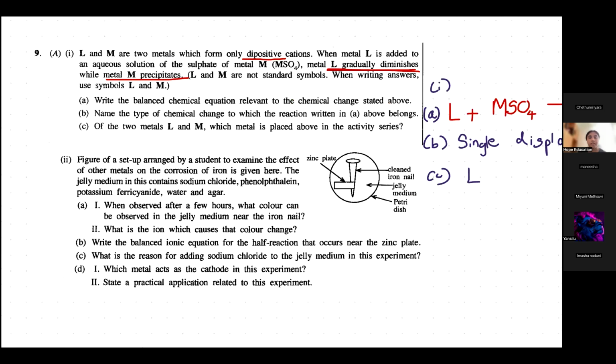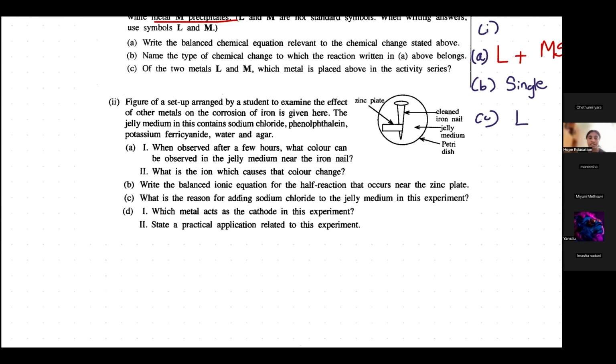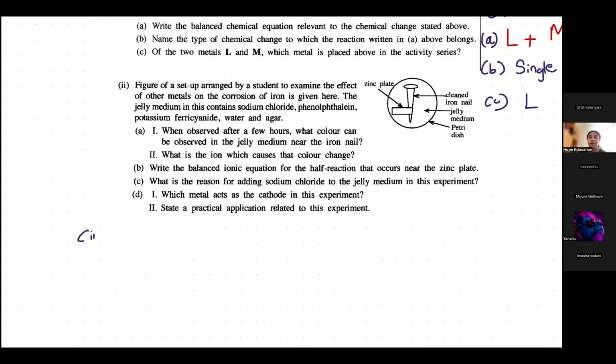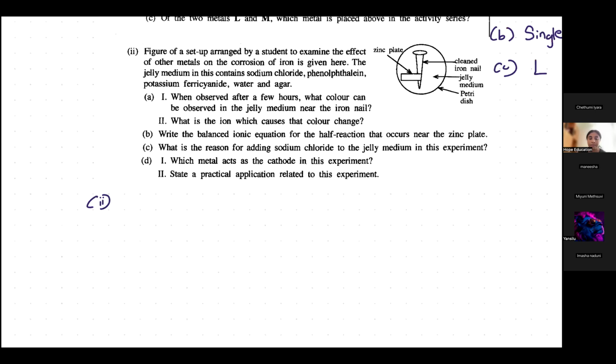Okay. Then Roman number 2. This is something we did in electrochemistry, in rusting of iron, right? Figure of a setup arranged by a student to examine the effect of other metals on the corrosion of iron is given here. The jelly medium in this contains sodium chloride, phenolphthalein, potassium ferricyanide, water, and agar. When observed after a few hours, what color can be observed in the jelly medium near the iron nail? First let's see what is in this.